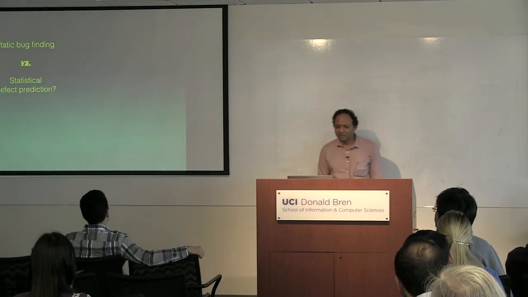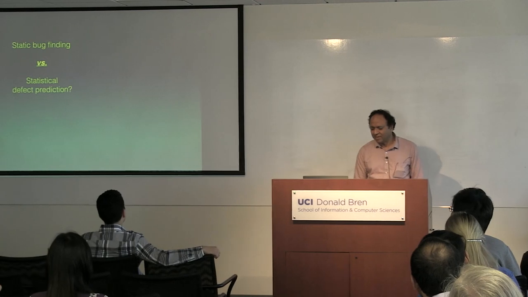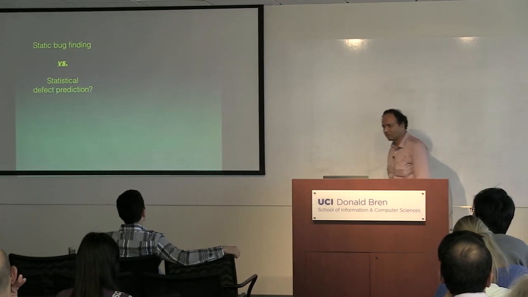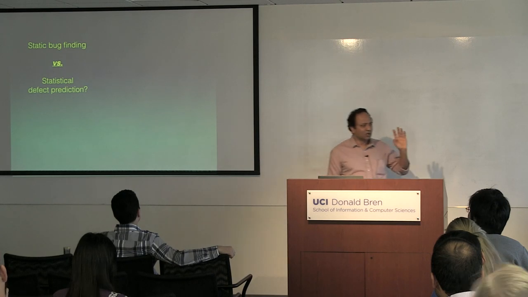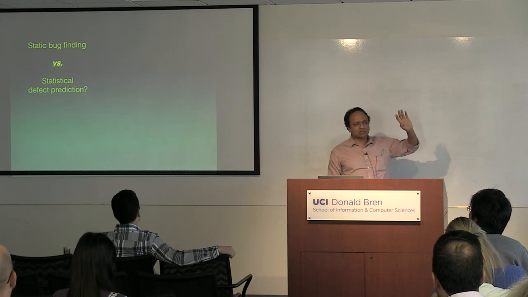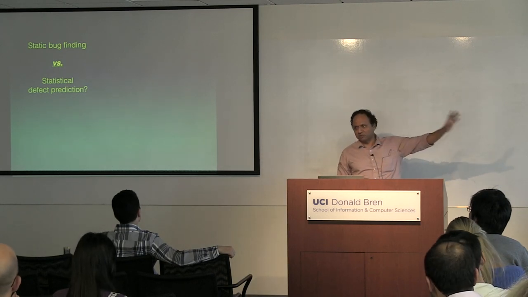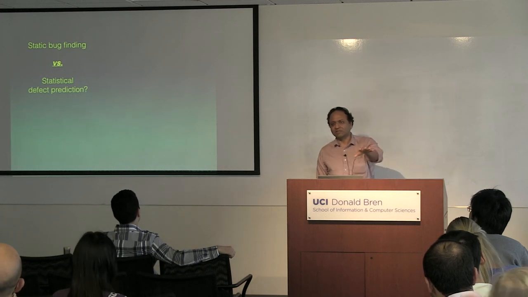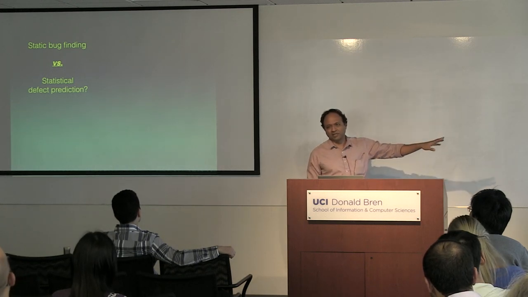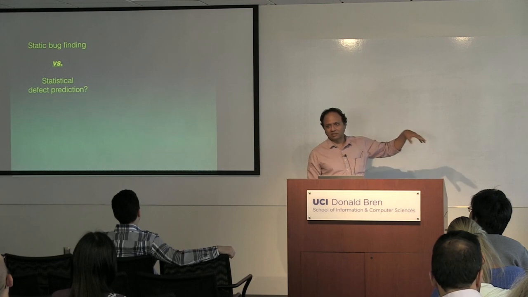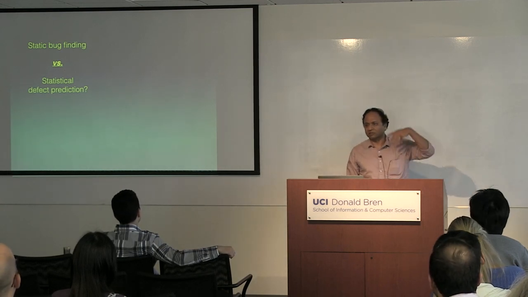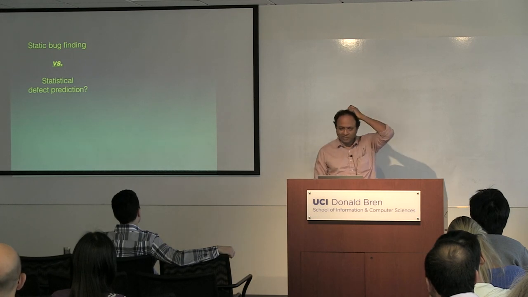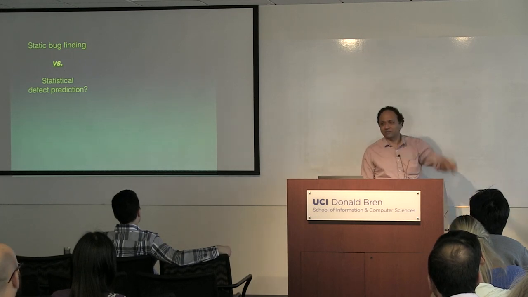Another question that we looked at was whether static bug finders are better than statistical defect prediction. Statistical defect prediction says, we think based on past experience that these modules or methods or files are going to be defective in the next release, based on the way you've been developing them, previous experience, who's committing code and what they committed before, a bunch of different factors. We're going to predict that these modules are going to be risky and you should review them carefully.